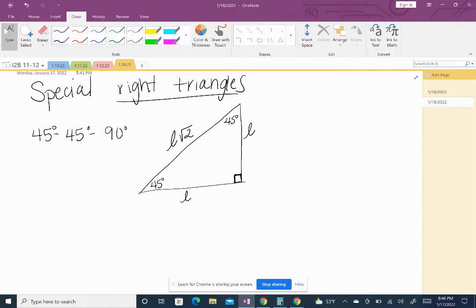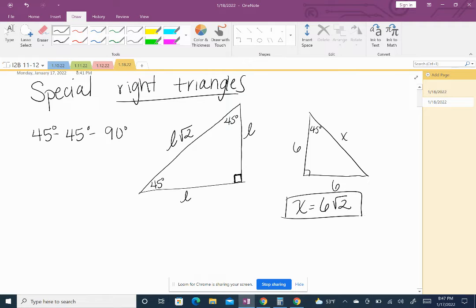So let's say I had just a quick small example, not a real example. Let's say I had something like this: a 6, and we're looking for x. We know x is the hypotenuse. Automatically, I know this other leg is 6 because it's a 45, 45, 90. So x has to be L, which is our 6, times the square root of 2. And that's your final answer.